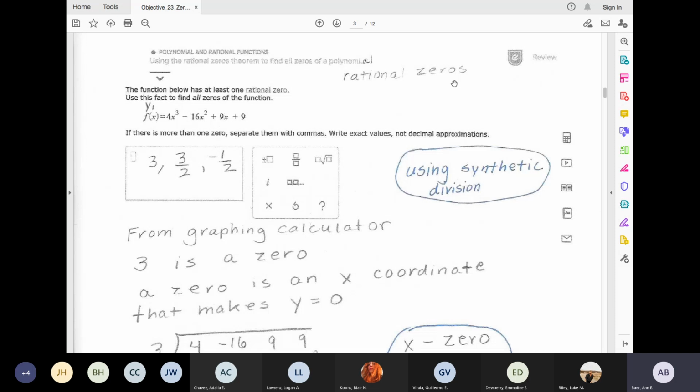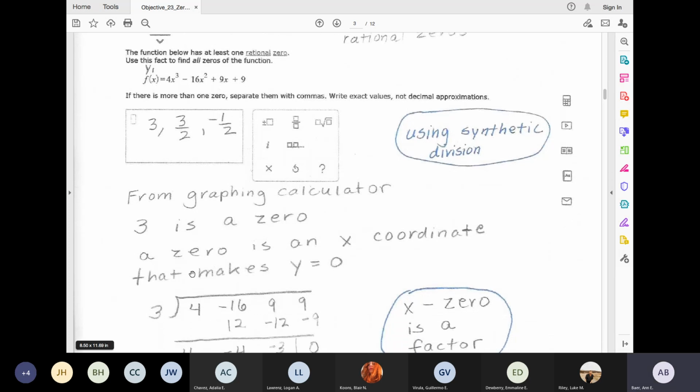So the first thing I want to do is look at this function. I want to put this function in our graphing calculators, and then I want to show you how you can use the graphing calculator to possibly find a zero. It's not going to work all the time, and I'll show you why that is. So from the graphing calculator, it turns out that 3 is a 0. Remember, a 0 is an x coordinate that makes y equal to the number 0.